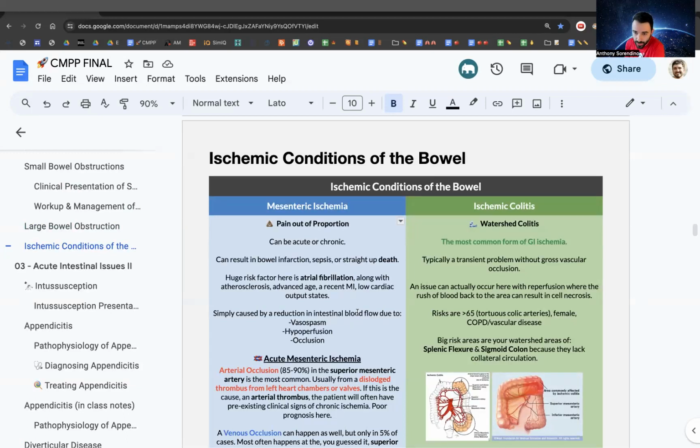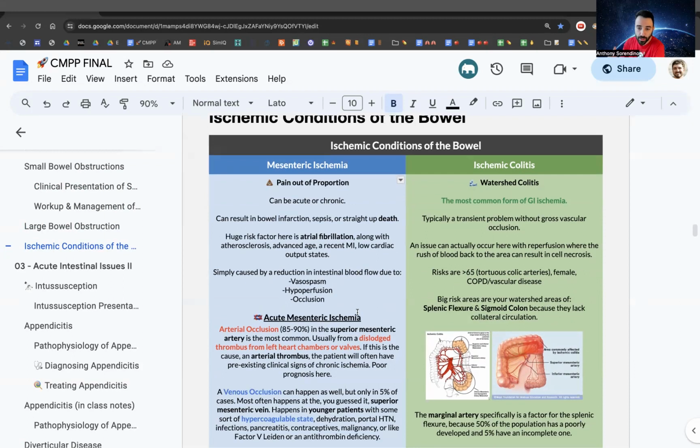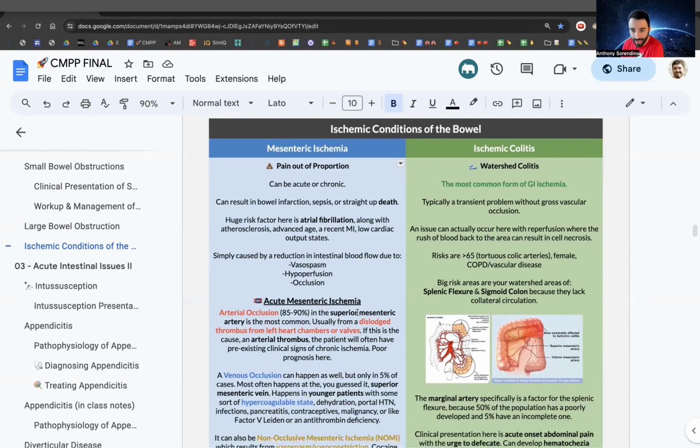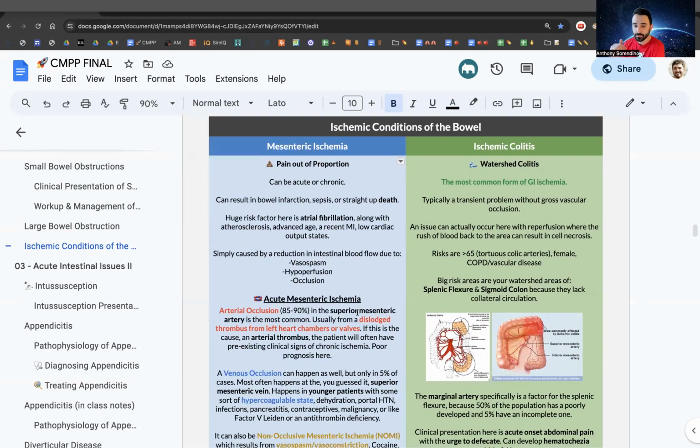Pseudonym here is watershed colitis because you're going to see it in those watershed areas where blood flow transfers from one vessel to the other. So splenic flexure, and then you're also going to see this in the sigmoid colon as well. This is typically a transient problem without a gross vascular occlusion, okay? Ischemic colitis, it's the most common form of GI ischemia.